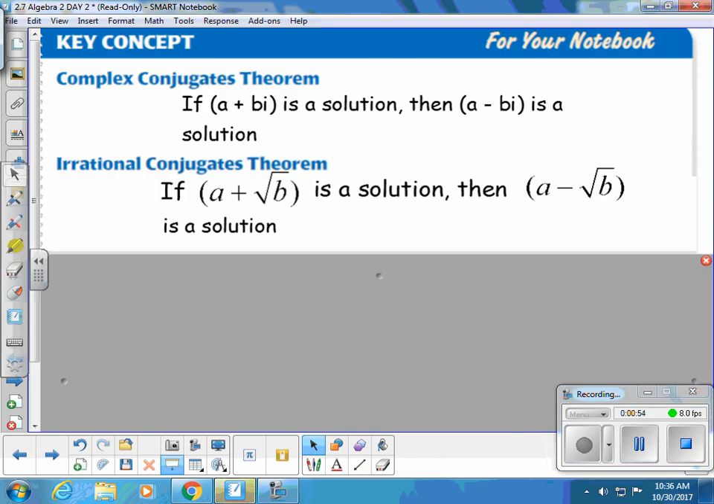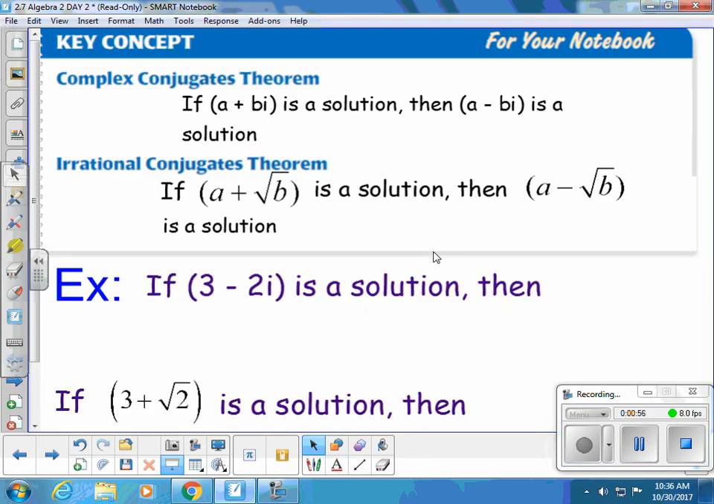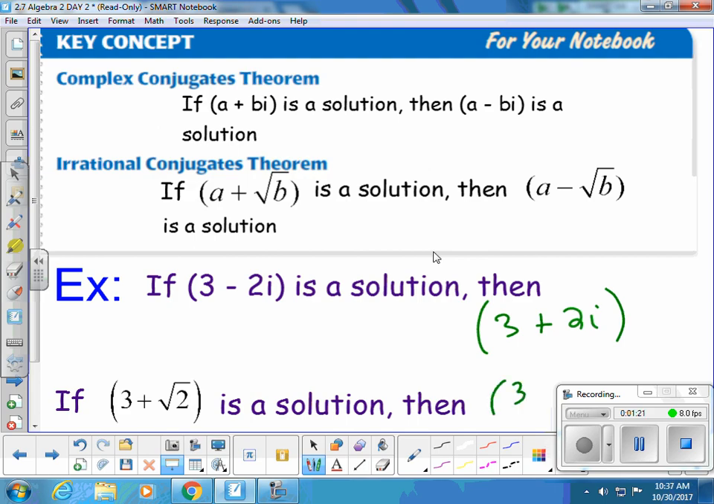All right, so let's go ahead and look at two example problems. These are fill in the blank. If I know that 3 minus 2i is a solution, then who else is also a solution? 3 plus 2i. Good, and I'm putting them in parentheses because you would end up FOILing these later on. You'll see how that works. But if 3 plus radical 2 is a solution, who else would be a solution? 3 minus radical 2. Yep. So you're going to use these when you have radicals as solutions and when you have imaginaries as solutions, and at no other time.